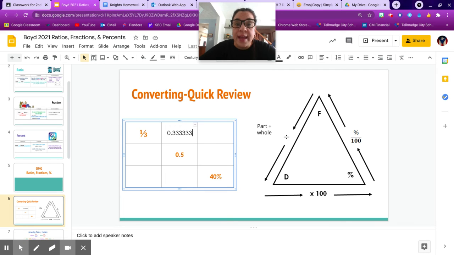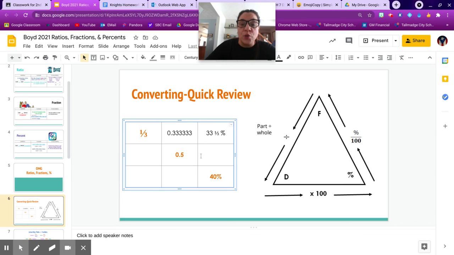Now we want to turn that into a percent. So all I have to do to turn that into a percent is multiply it by 100. So 0.33333 times 100 is 33 1/3%, or 33.33%. I know that because right here it says take the decimal times 100 to turn it into a percent.